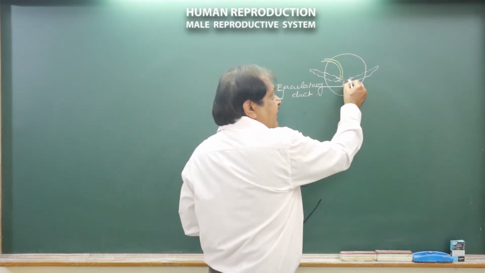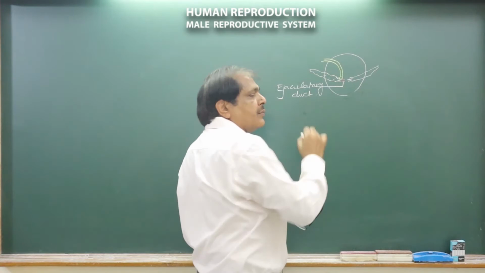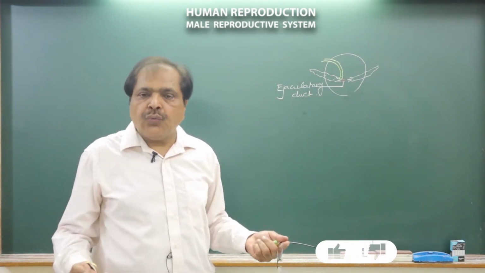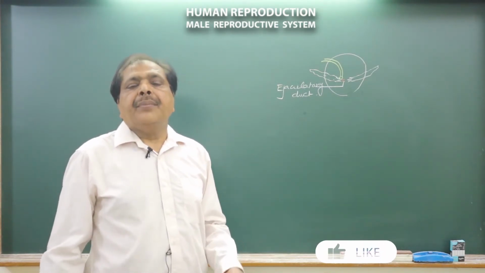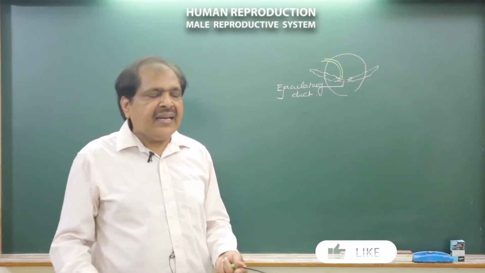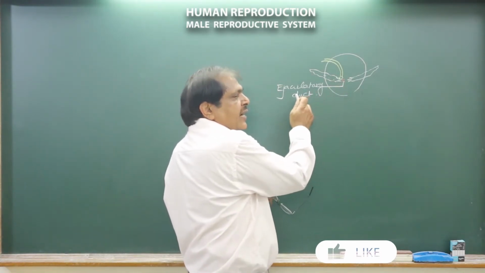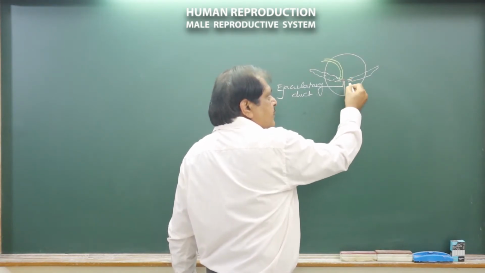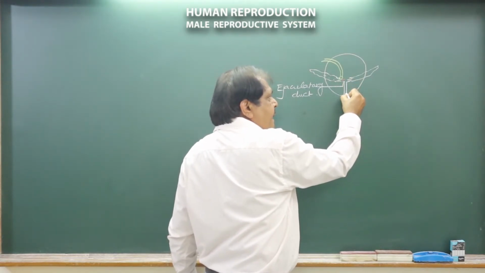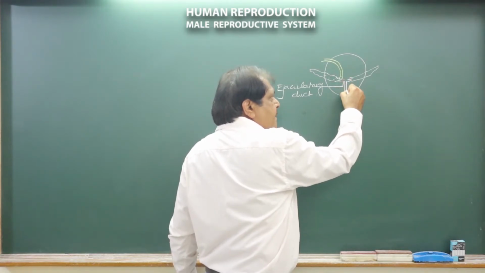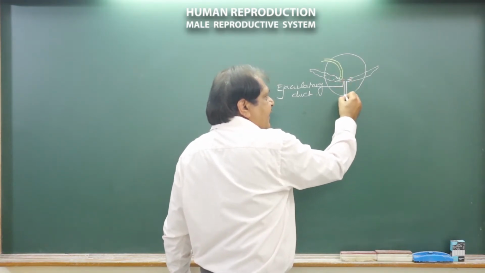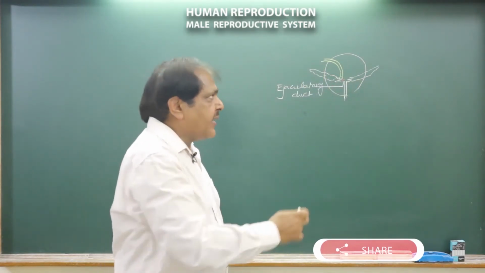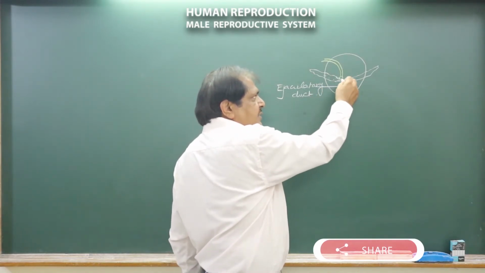Here also there is ejaculatory duct. Here also. It means there are two ejaculatory ducts because there are two vasa deferentia, because there are two seminal vesicles. This is called the ejaculatory duct. Here it is continuous with the vasa deferentia, ejaculatory duct.